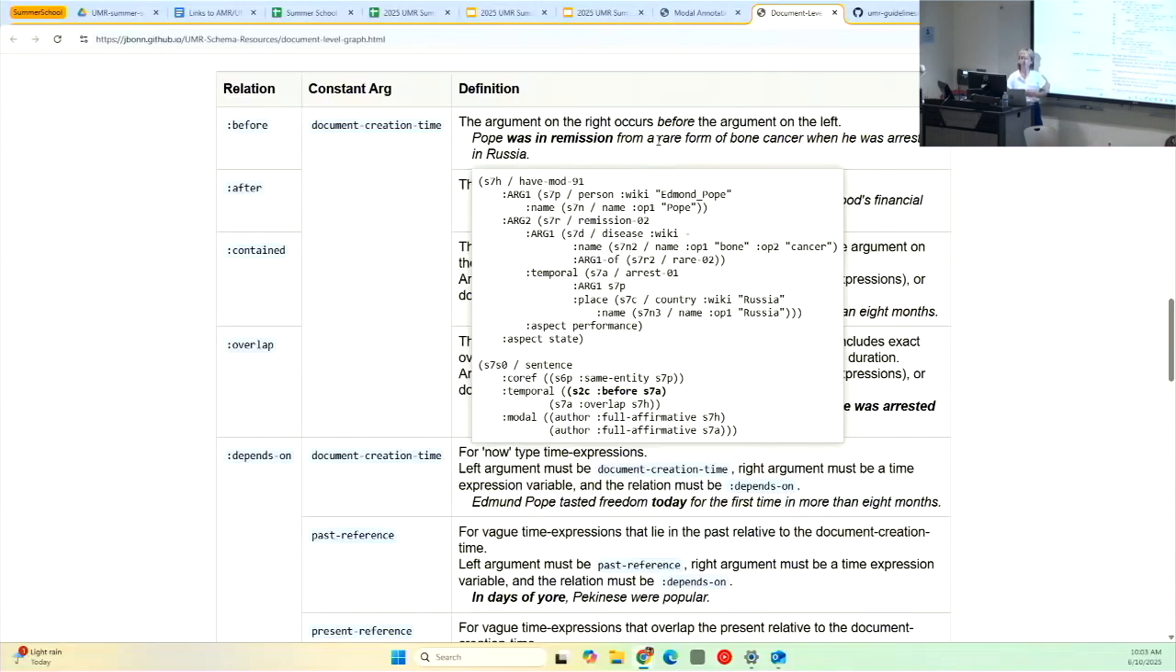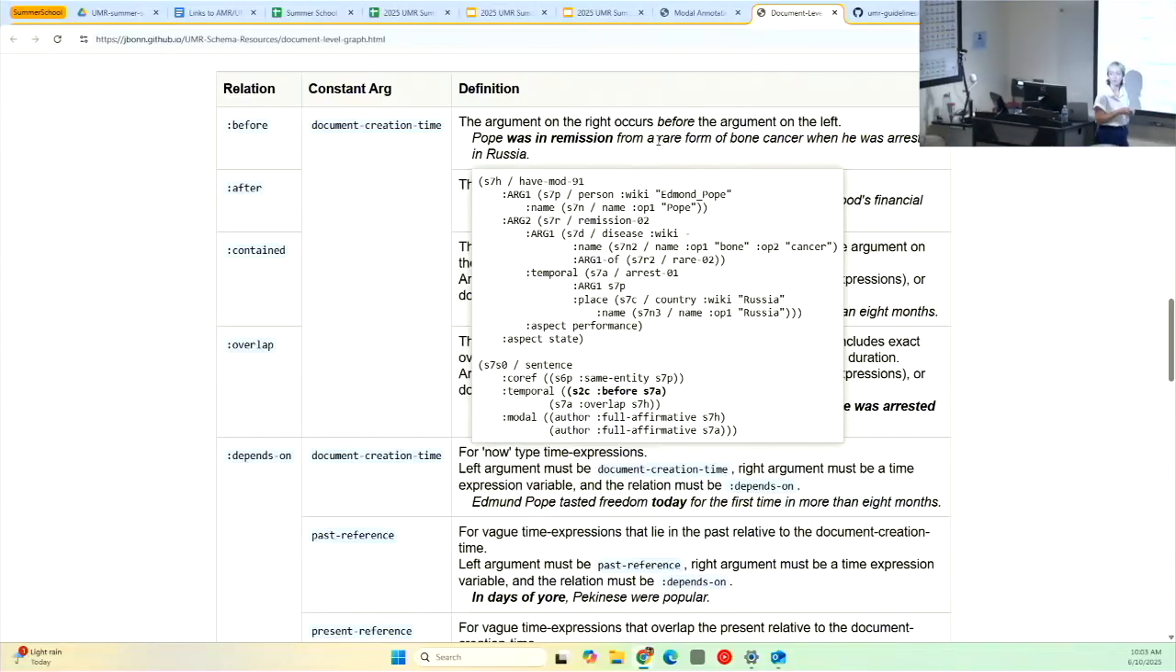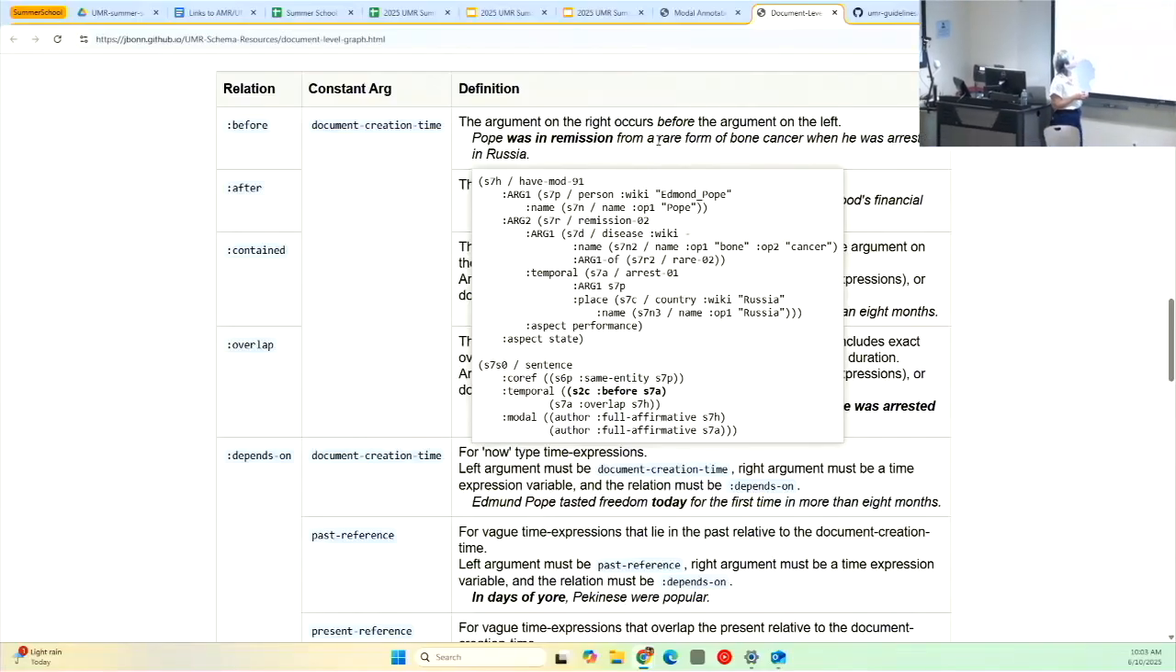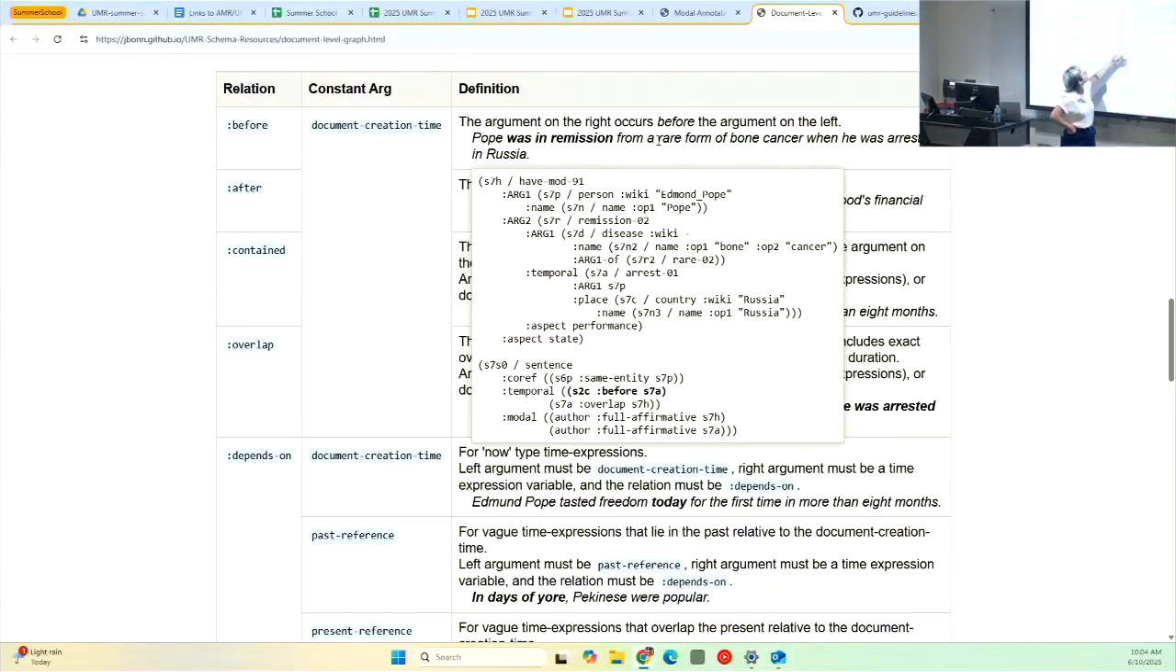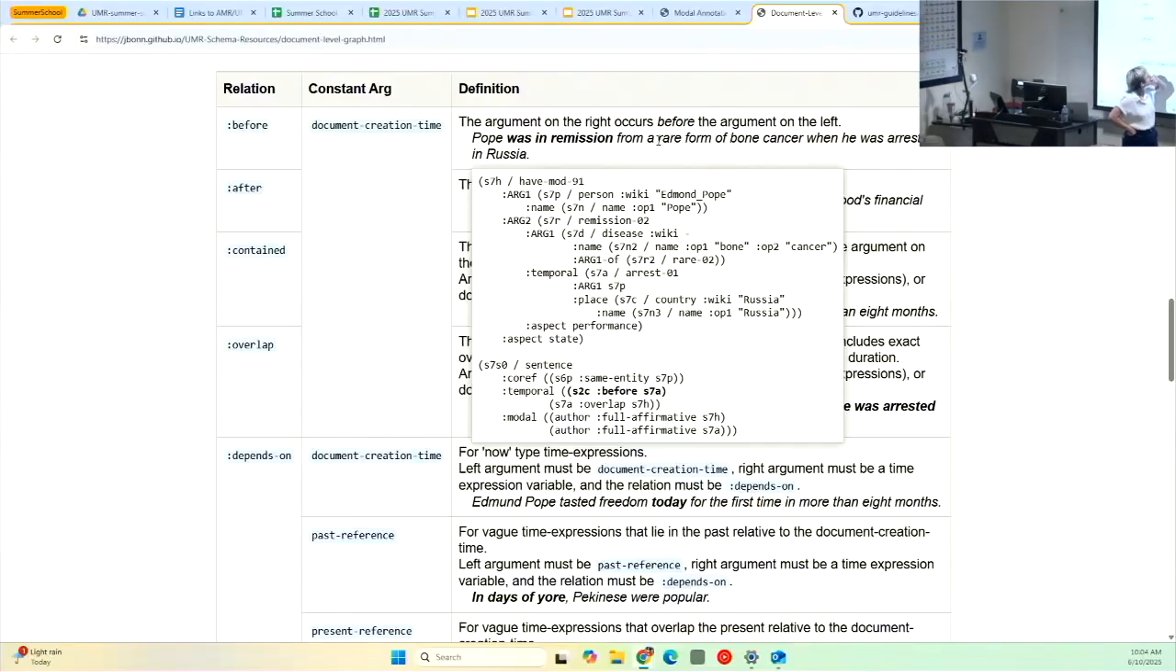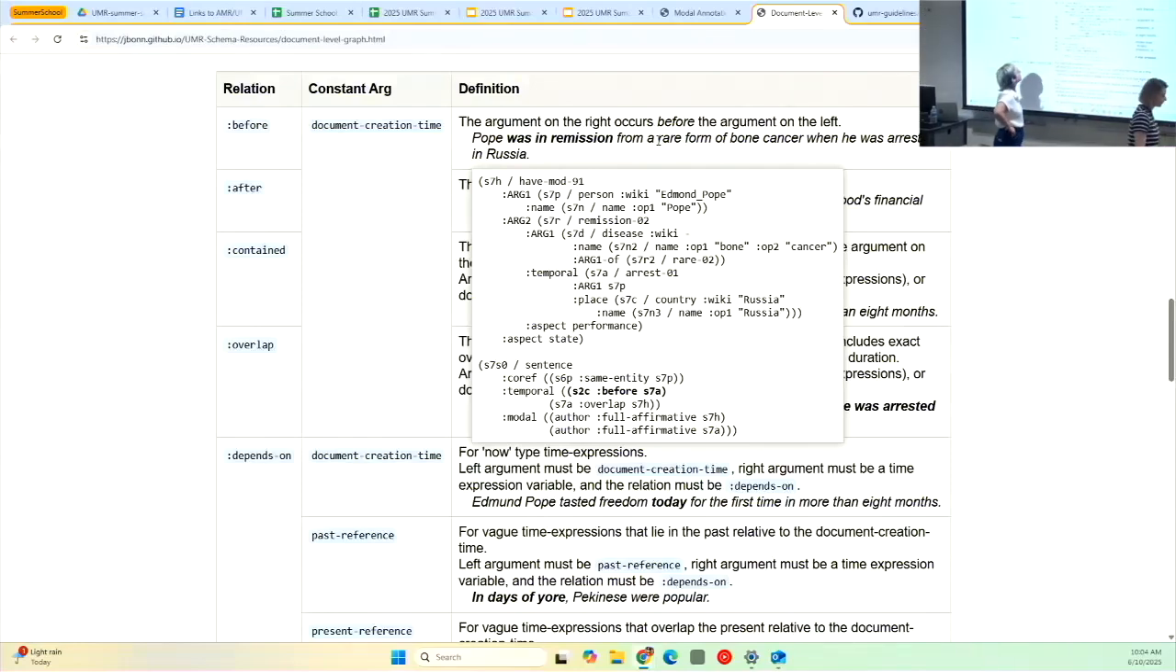But the temporal relation between was arrested and was in remission, that should probably be in there. Oh, no. Yeah, it is in there. Okay. This is a weird graph to me.